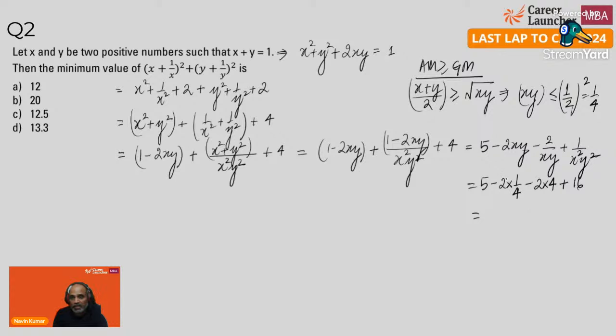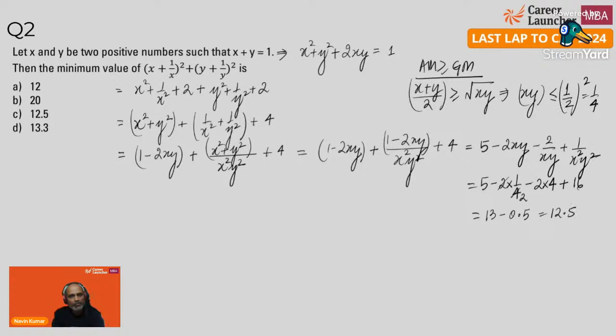It's going to be lengthy here. So this is going to be 2. 16 plus 5 is 21. 21 minus 8 is 13. 13 minus 0.5 is going to be 12.5.